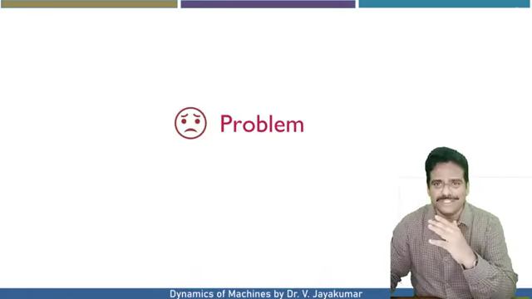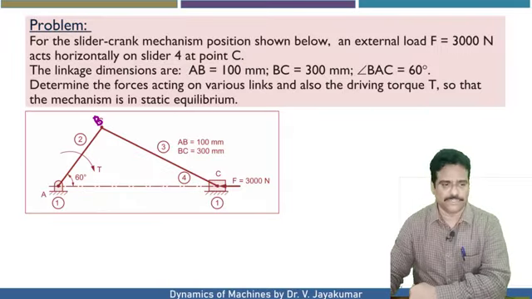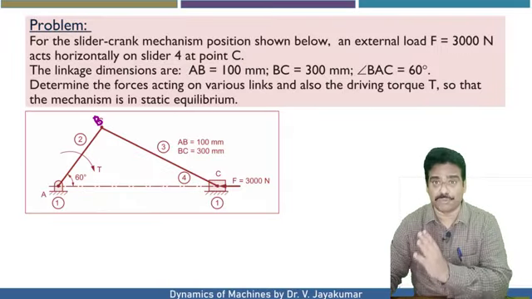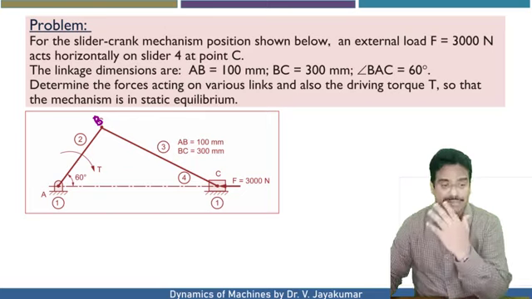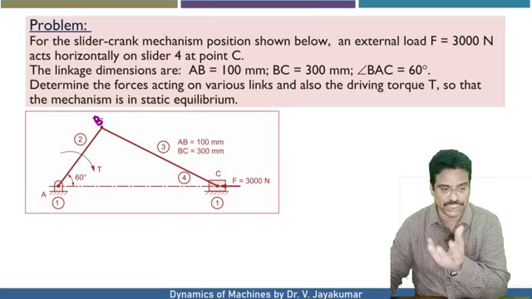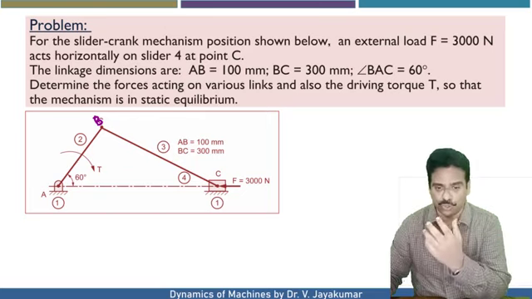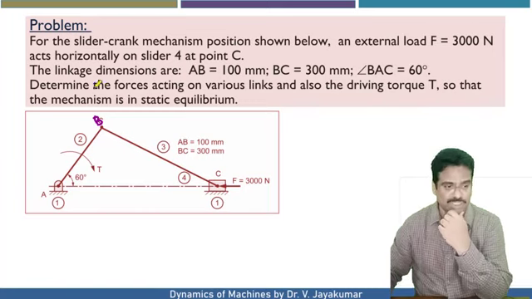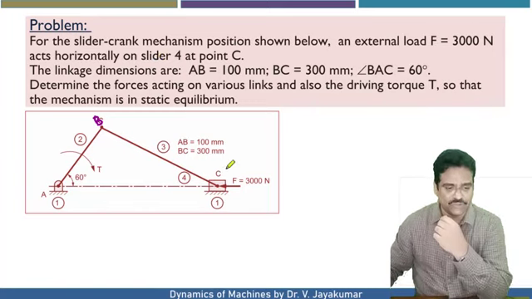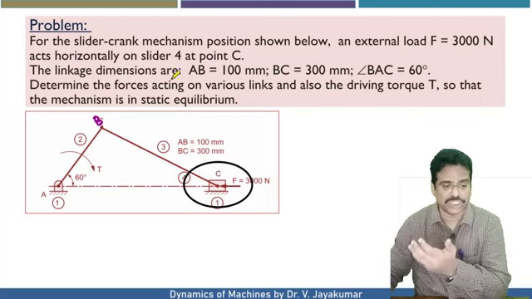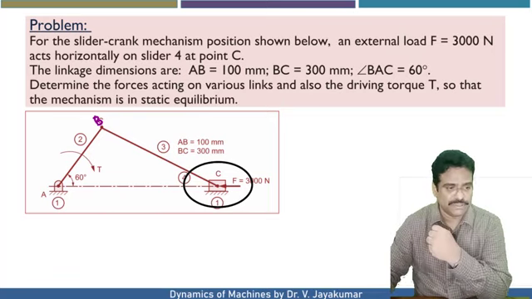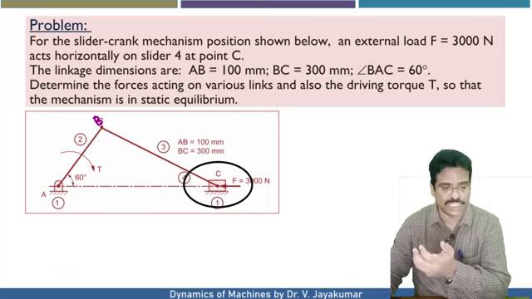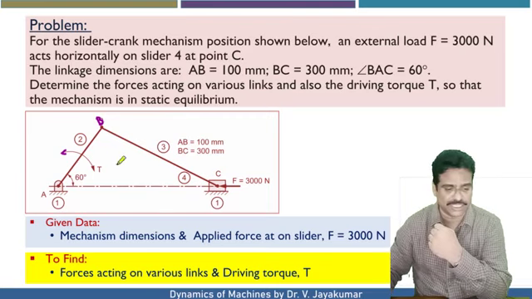Let us get on with the problem. This is the given data. Let us read the problem carefully. For the slider crank mechanism position shown below, an external load of F equal to 3000 Newton acts horizontally on slider 4. The linkage dimensions are given: AB, BC and angle BAC are given. So we need to determine various forces acting on the links.